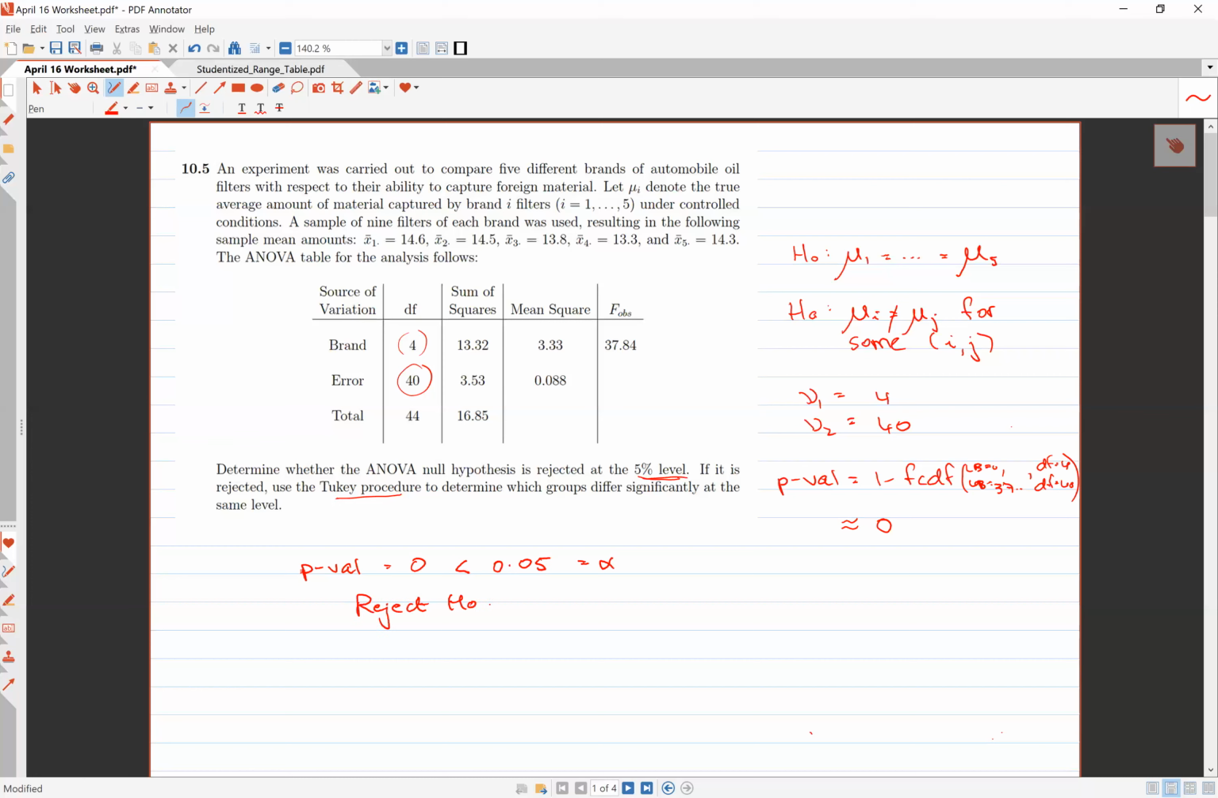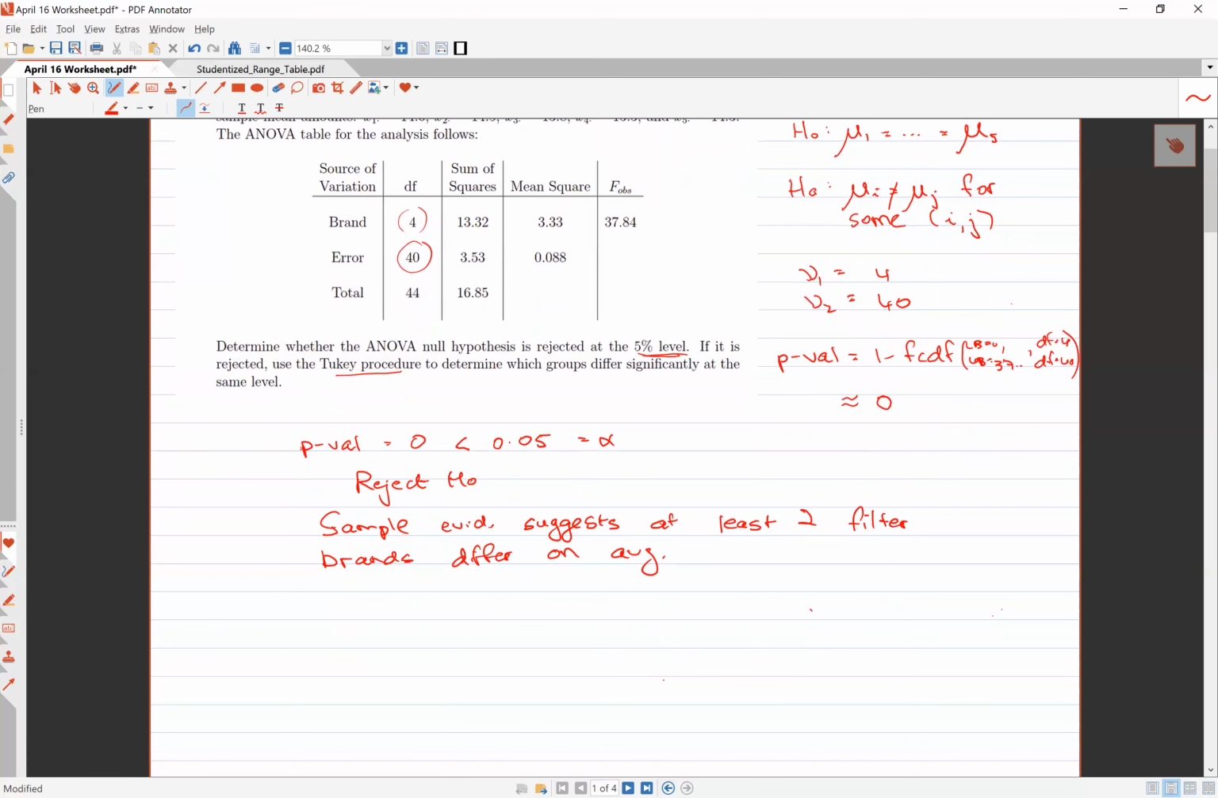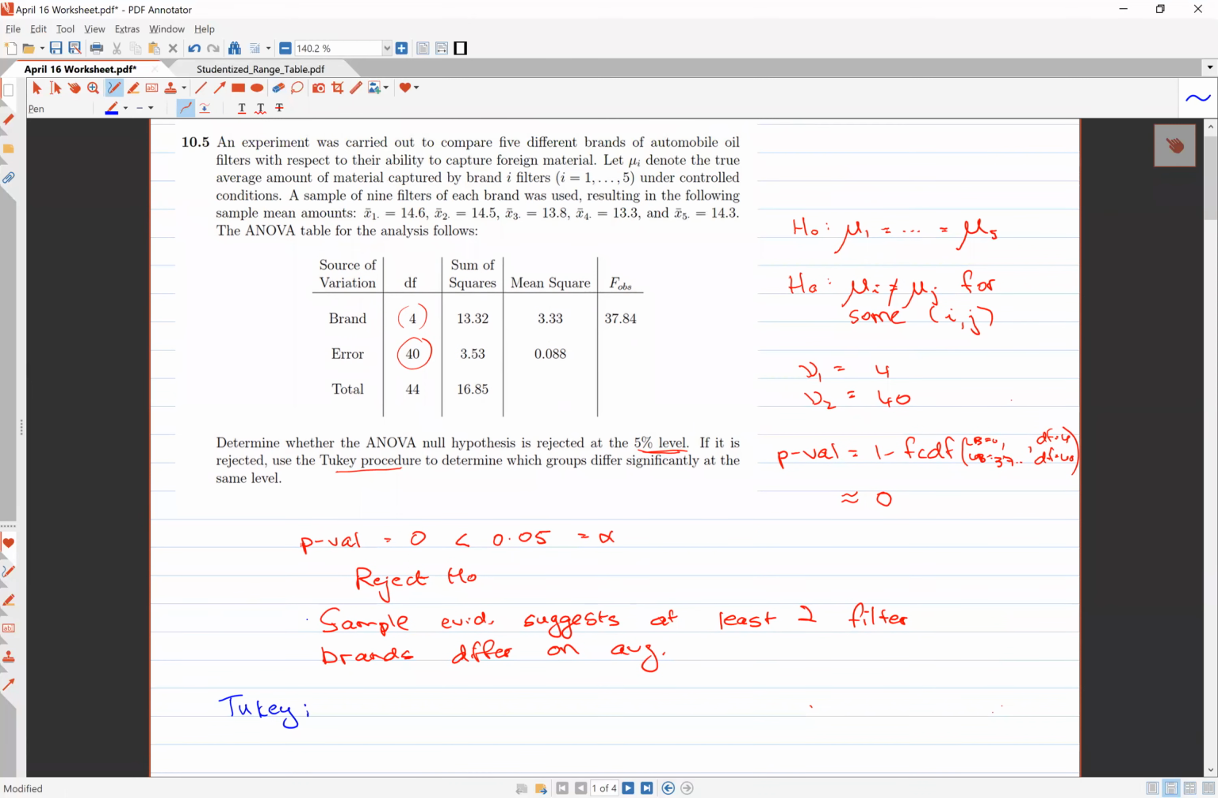reject the null hypothesis, which means our sample evidence suggests at least 2 filter brands differ on average. But we don't know which. So now we want to go and implement Tukey to make that determination. So the Tukey procedure, firstly, has us sort the sample averages.